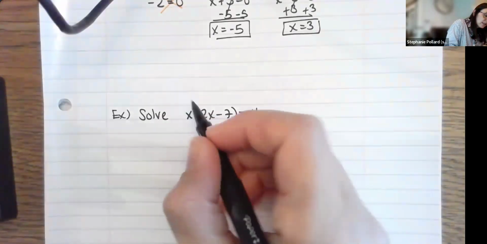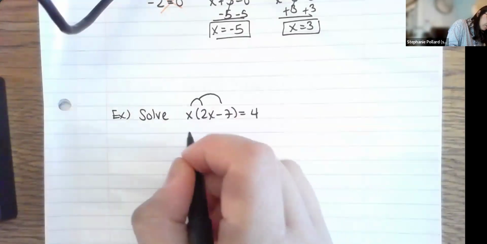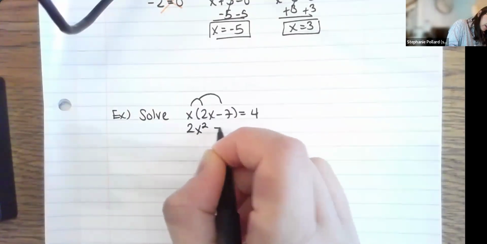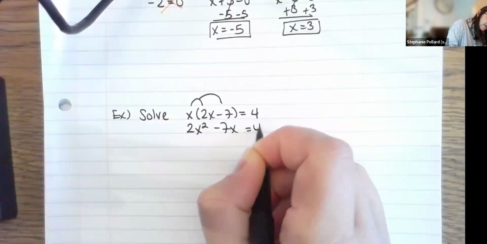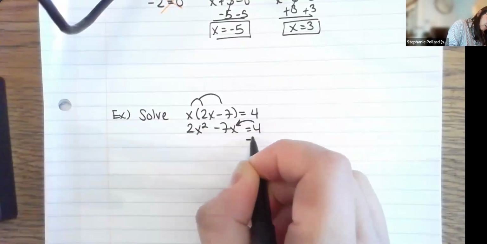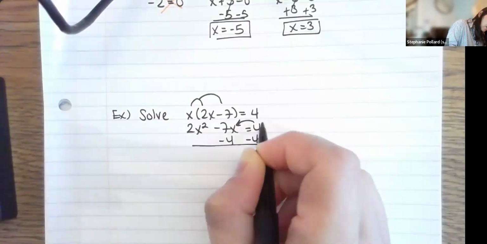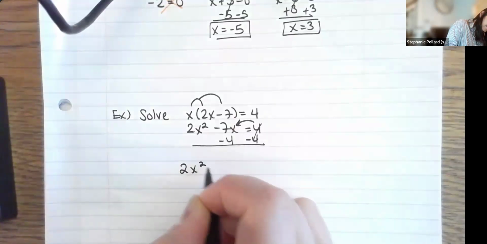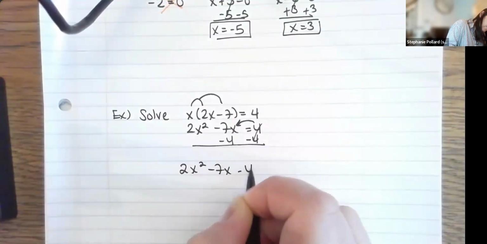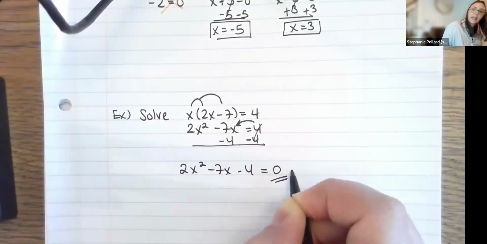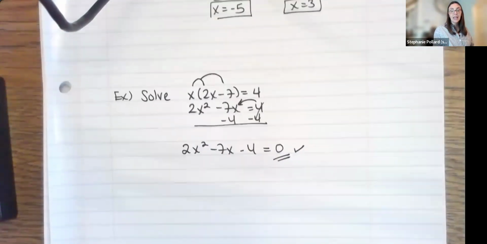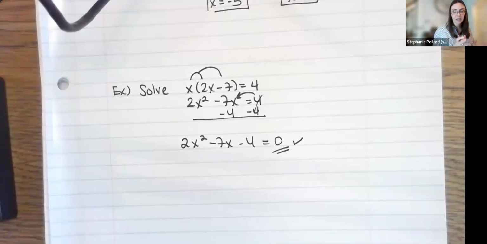So I'm going to go ahead and start by multiplying through. I have 2x squared minus 7x equals 4. And then what I need to do is I need to bring the 4 to the other side. So I have 2x squared minus 7x minus 4 equals 0. And now I have that equals 0 on the right side. And now I will refactor.